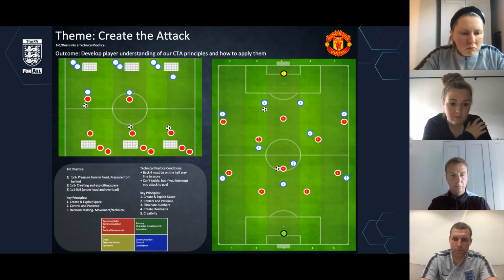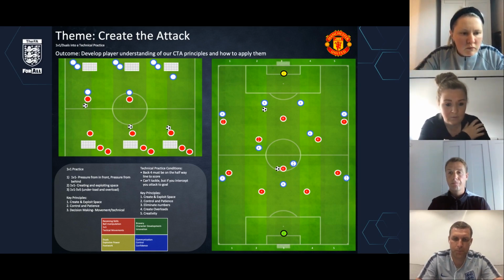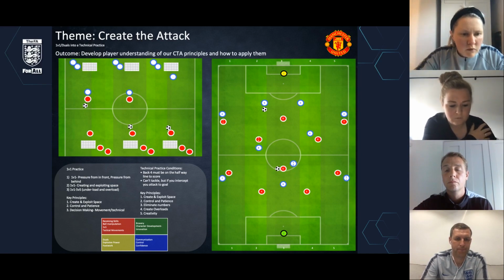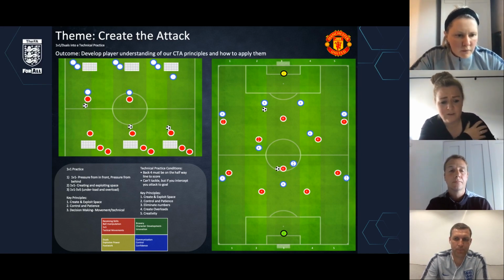And again, working with my assistant to make sure we're clear and up to date on player IDPs, and that they have the opportunity to work on what they need to work on within the team theme of the session as well. So in terms of this session, it's just an example of what a create the attack session might look like.